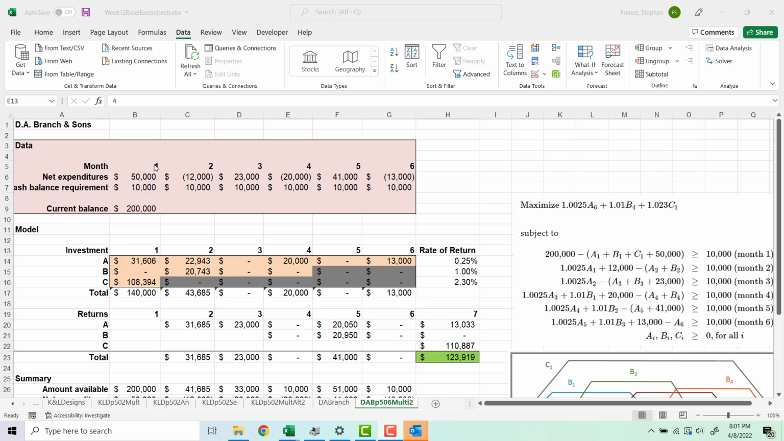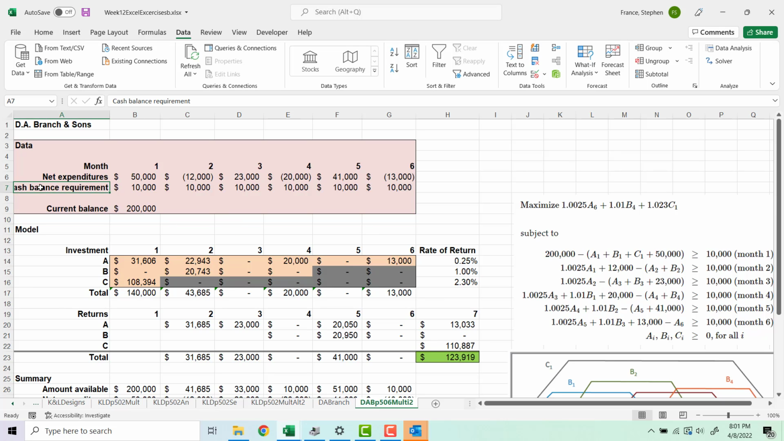Okay, so this is the final linear program of this chapter, and this is a more complicated multi-period linear program. So I'm not going to try and build this one from scratch. I'm just going to go through the model given by the book and then show you how to optimize it in Solver.